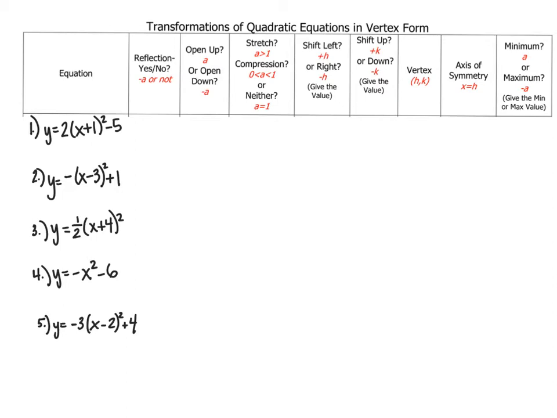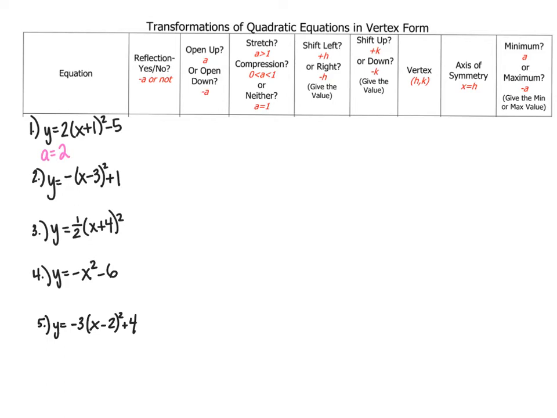So first thing that we want to look at is that A. Remember, the A can tell us three main things. It can tell us about a reflection, how we're going to open up versus down. It can tell us about a stretch, a compression, or maybe there's none of that. So the first thing that we want to do is identify what the A is. My A here is 2.